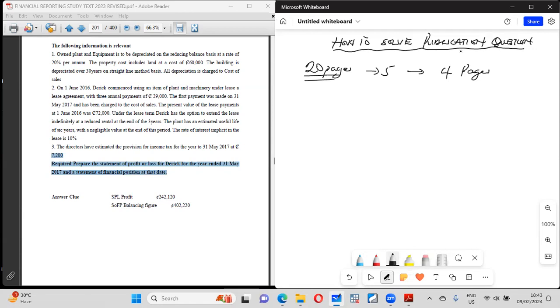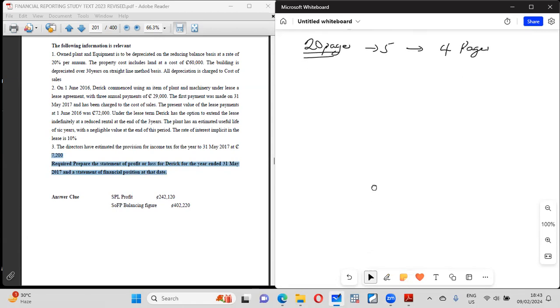Now, when it comes to publication questions, if you know you are going to prepare a P&L, you don't wait. You write your P&L format down. You write it down without even reading the question.